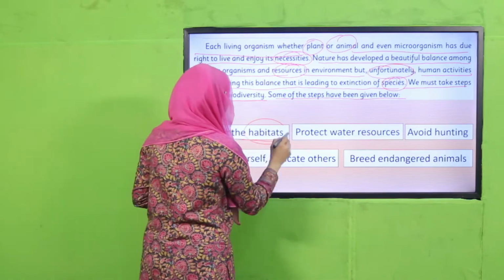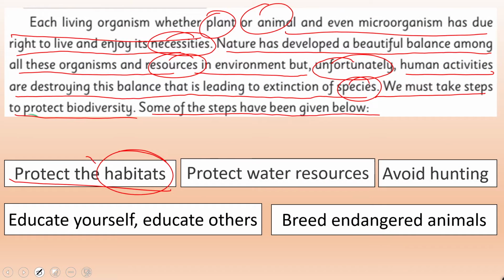Protect the habitats. हमें habitat destruction नहीं करनी चाहिए, like tree cutting नहीं करनी चाहिए. So we must protect the habitat. Protect water resources. जो पानी में हम कूड़ा करके dump कर देते हैं, we must not do that. Avoid hunting. कम से कम जानवरों का शिकार करें, because इससे जानवर extinct हो जाते हैं.